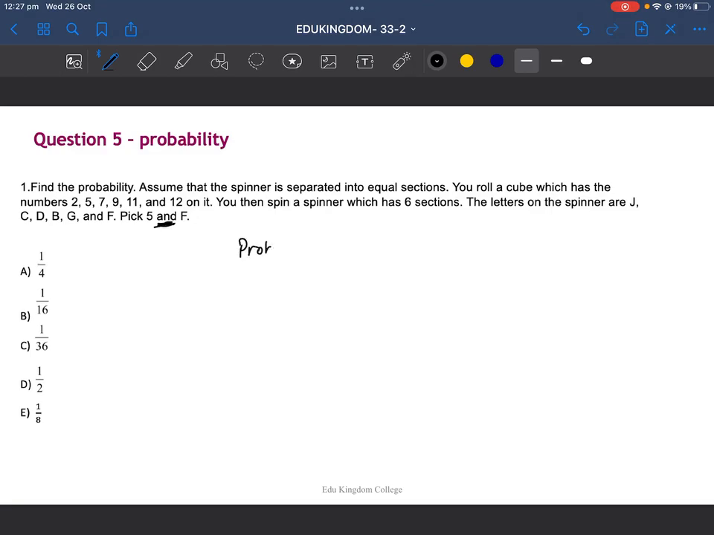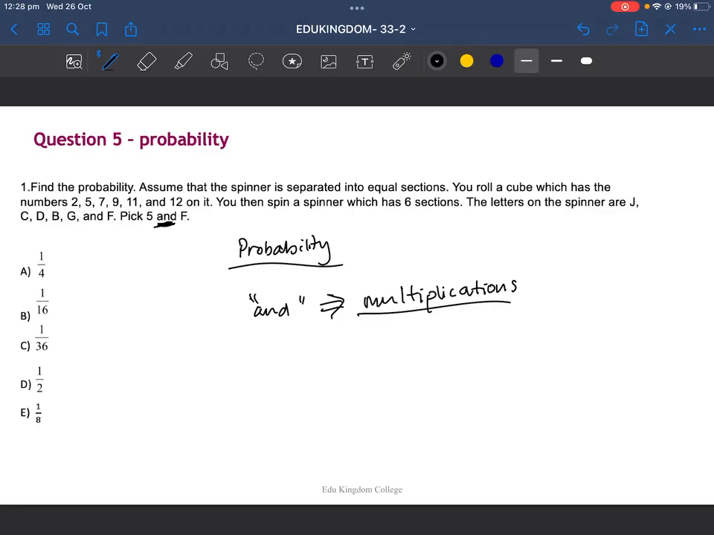In probability, guys, the word and would always translate to multiplication, okay? Because we are choosing two events one at a time, and we're trying to find out the probability of doing both. We have to multiply the probability of each together to find the probability of doing both A and B. Okay, and that's why and refers to multiplication.